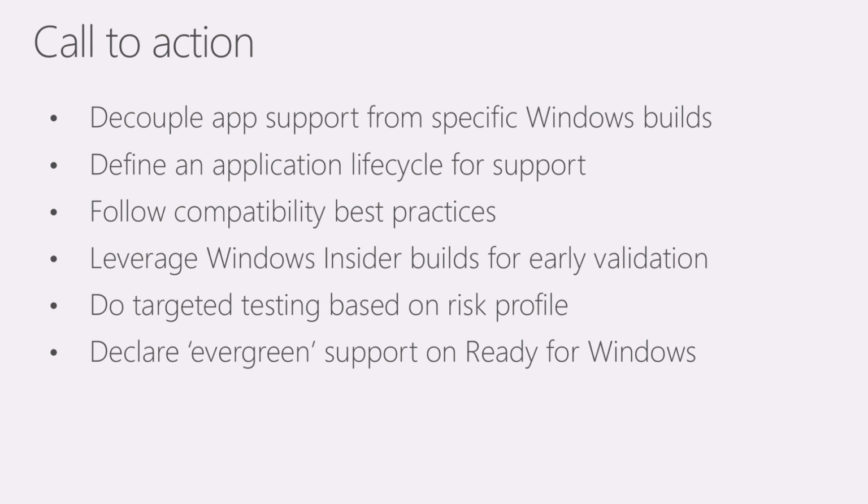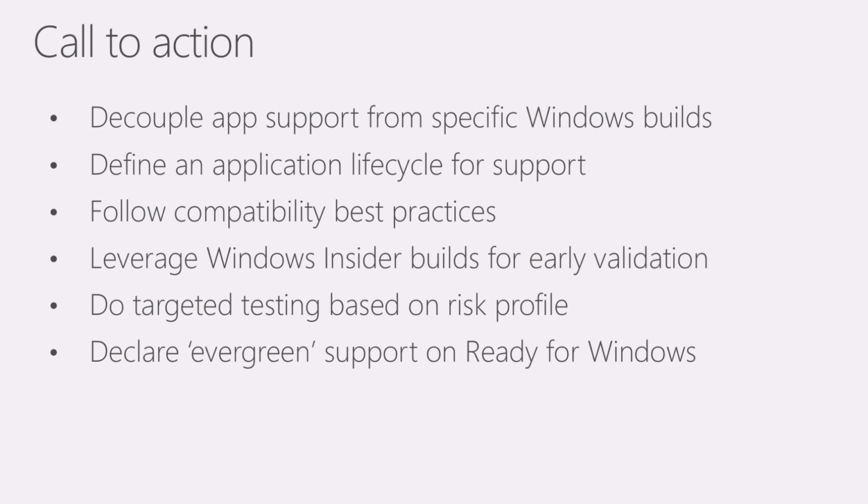So, call to action. The first thing is decouple your app support from Windows builds. I think in the past, we've seen behavior where Windows releases a build, and then app developers come in and release a new version of the app. We want to move away from that model. You should release your app whenever you think you are ready to add new functionality to your app, and not necessarily because Windows released a new build of the OS. So decouple your app support from specific Windows builds.